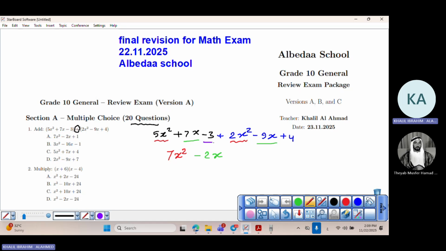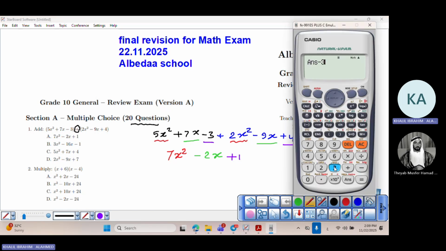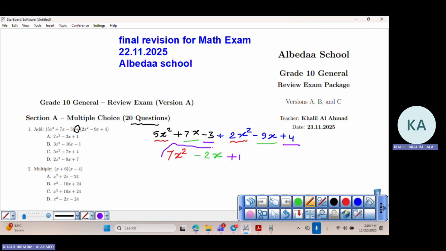This is negative 3, positive 4, plus 1. If you didn't understand this, you can use a calculator. Negative 3 plus 4, the answer is negative 1. That's it. Which one is right? This is the answer. Look here, the choice is 7x squared minus x plus 1. This is A. The answer is A.